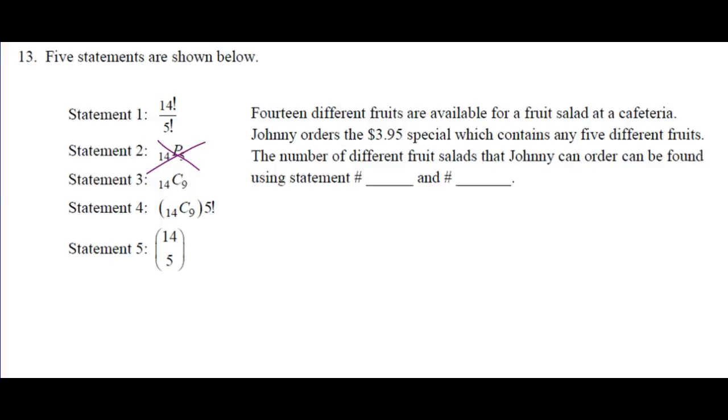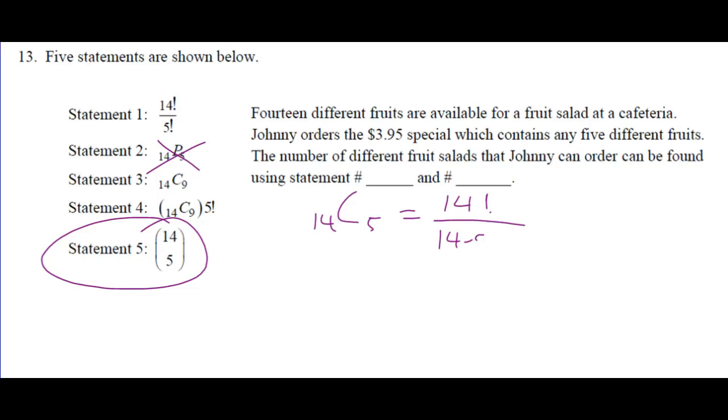Okay, so what's valid? What's left that could be it? So look for the obvious one. What's the obvious one? Statement 5, right? 14 choose 5, right? Okay, makes sense? There are 14 fruits. I'm going to choose 5 of them. I don't care about the order. Okay? What is 14 choose 5? It's 14 factorial over 14 minus 5 factorial, 5 factorial. Okay, so is that in there?